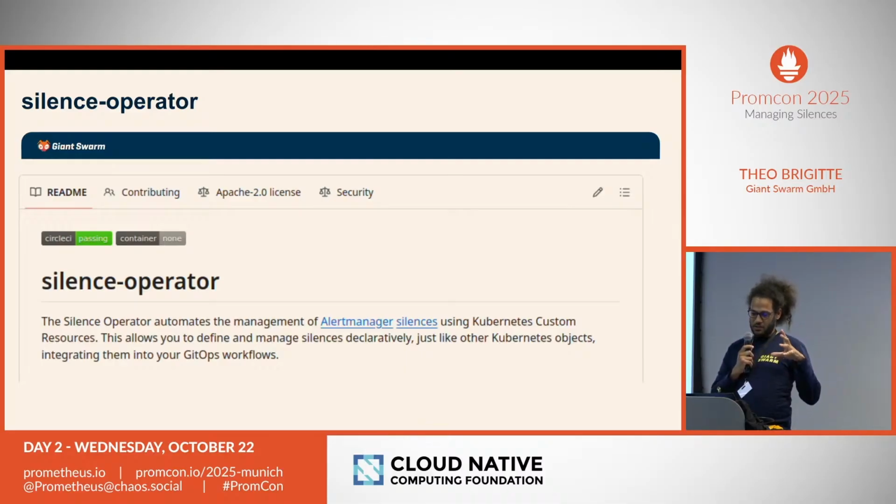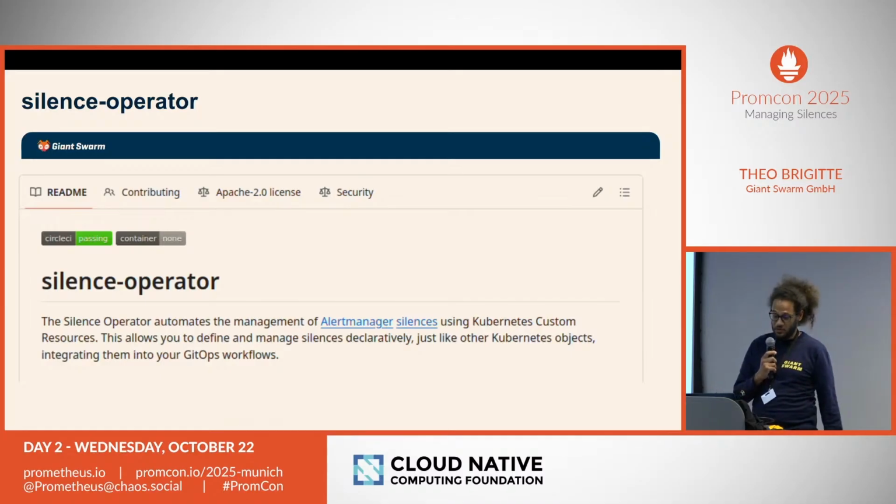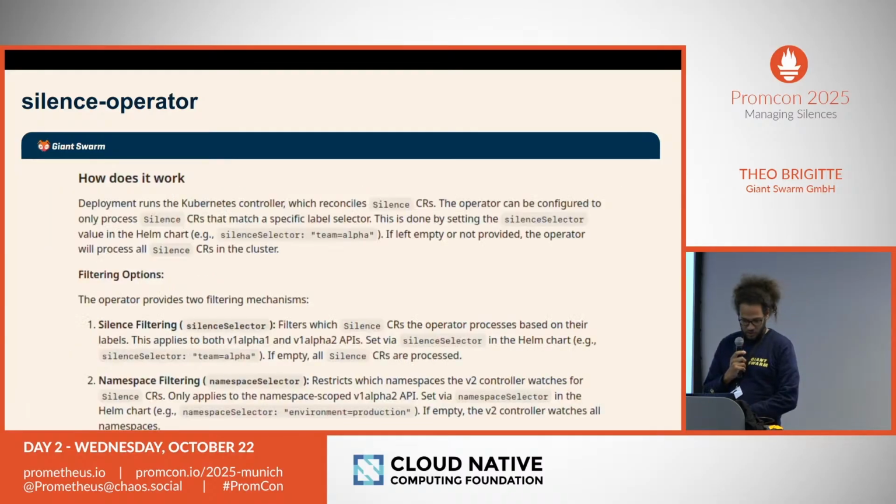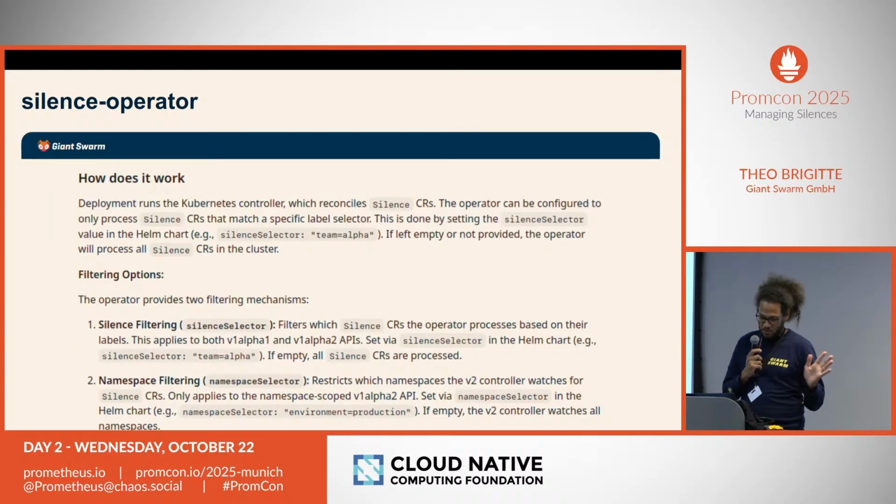And thanks to that, we can have all kinds of CI validation on top of that. Like, we can validate the expiry date. We can make sure people add some relevant information about what the silence is about, who created it, and so on. So this is a fairly simple operator.